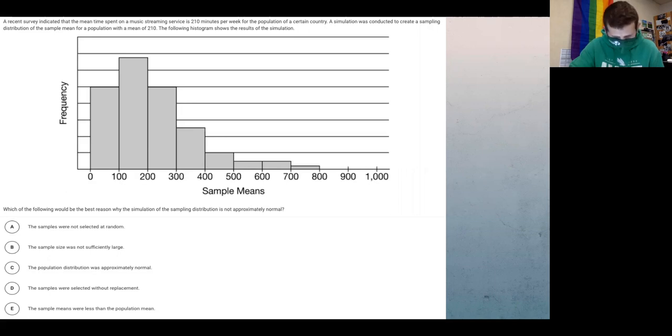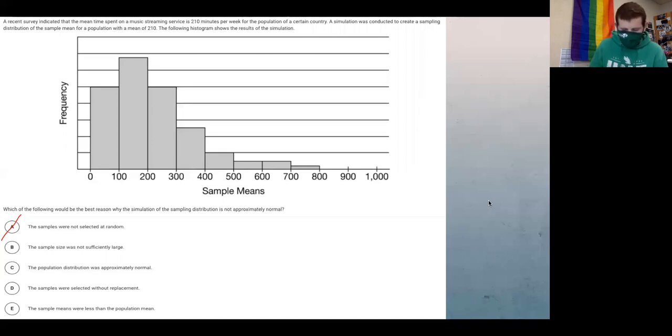Recent survey. Now, I mean, it doesn't say whether it's random or not, but that wouldn't be the reason necessarily that it is not approximately normal. So that's almost certainly not the reasoning. And we can really just jump to the second one. The sample size was not sufficiently large. And that's really what it comes down to.